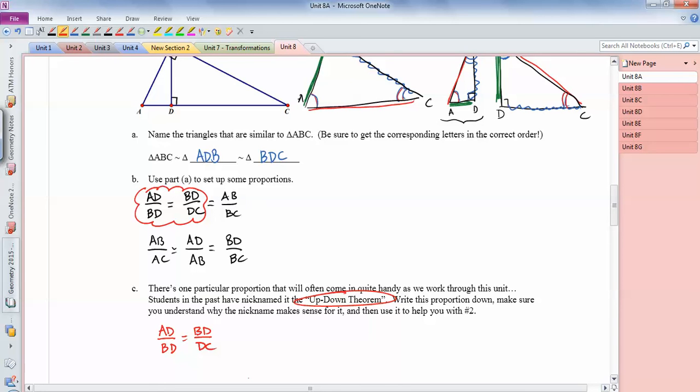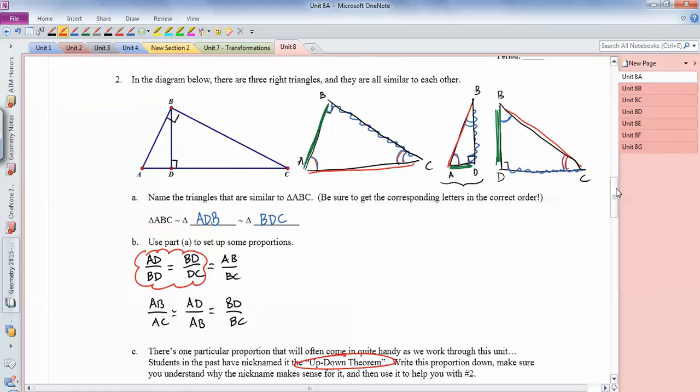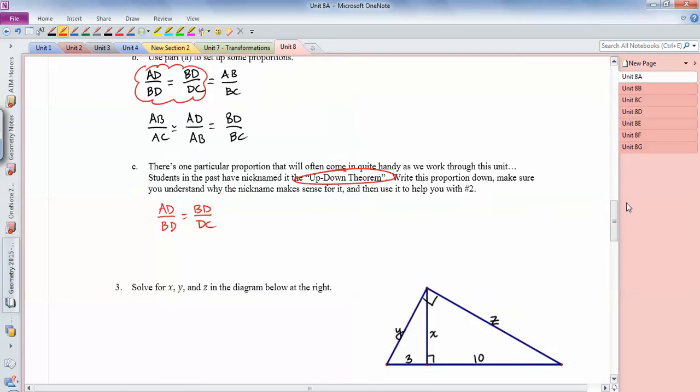Over the years, I've had a lot of different students call this thing the up-down theorem. That's not a technical term, by the way. The reason that they nicknamed it that: AD over BD, if you look at this picture, AD is here, and then BD is here, so it's kind of like going up. And then the second ratio that you're setting it equal to is BD over DC, so you come back down. So you go up, and then you come back down. And remember, the key here is you have to have a right angle there. So if this was little a, little b, little c, you'd be setting up a over b equals b over c.